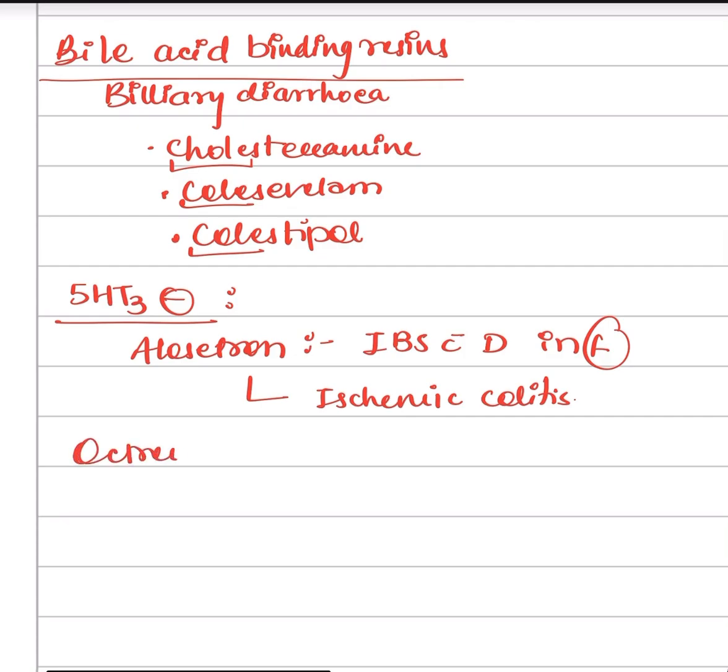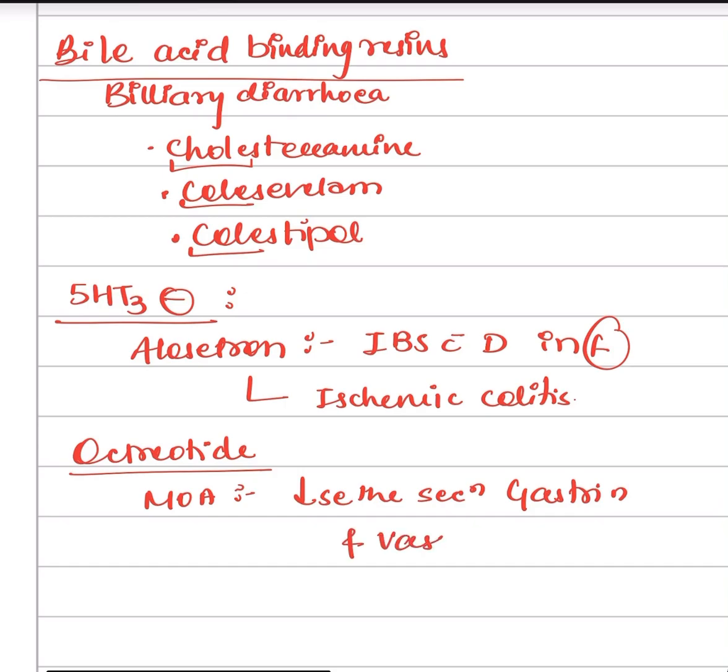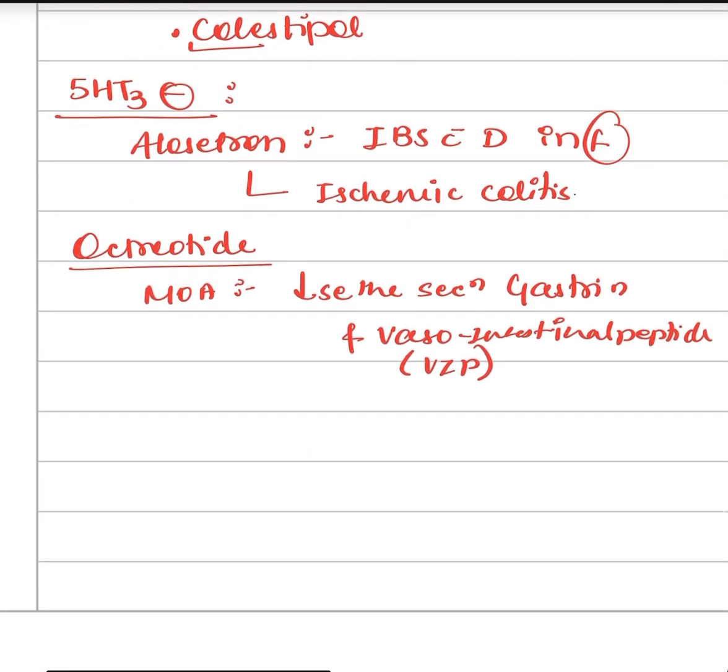Next we can use octreotide. What is the mechanism of action of octreotide? It will decrease the secretion of gastrin and vasoactive intestinal peptide, in short form VIP. And by decreasing gastrin and VIP, there will be a decrease in GIT contraction and secretion.